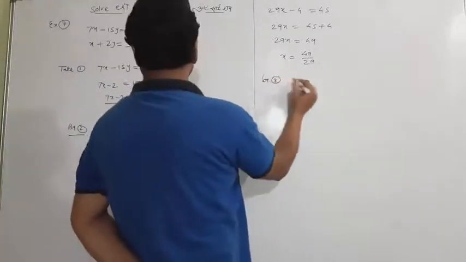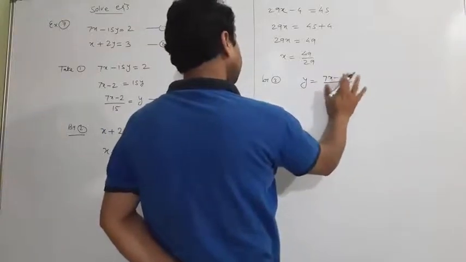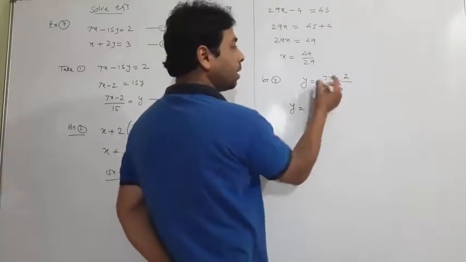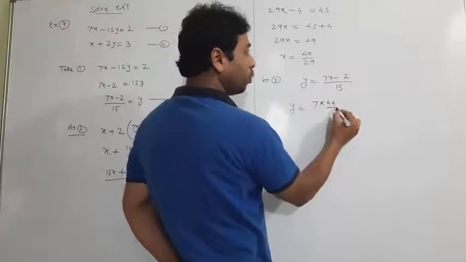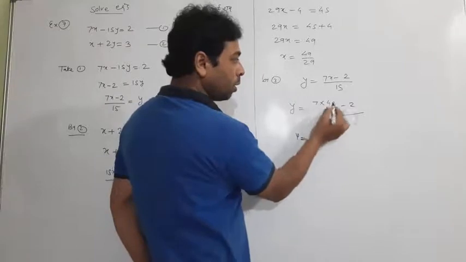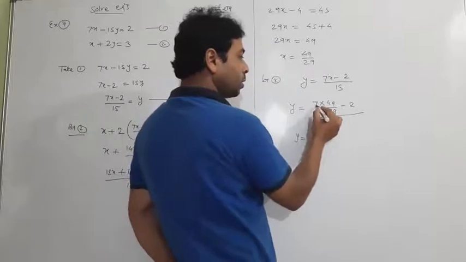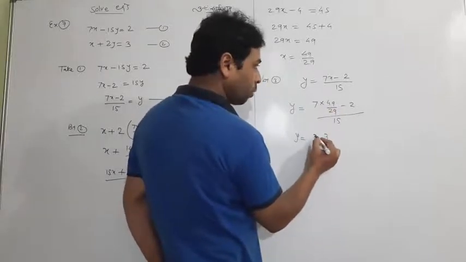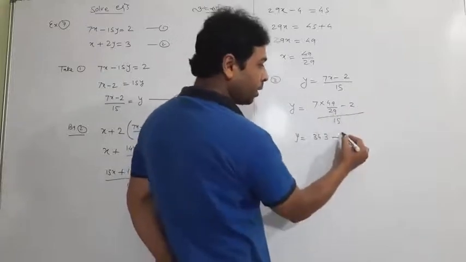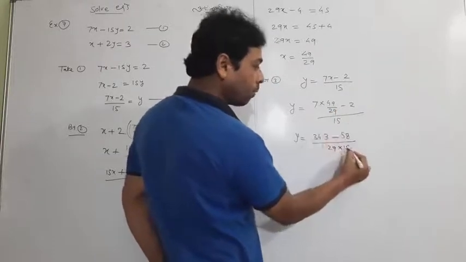So by the third equation, y is equal to what we are having? 7x minus 2 upon 15. Now y is equal to, putting x is equal to 49 upon 29, (7 times 49 upon 29 minus 2) upon 15. Now multiply this and this. This is 343. Minus 2, 29 twos are 58, upon 29, it's the LCM procedure. And the rest, 15, is already in the denominator, that's why I multiply by 15.